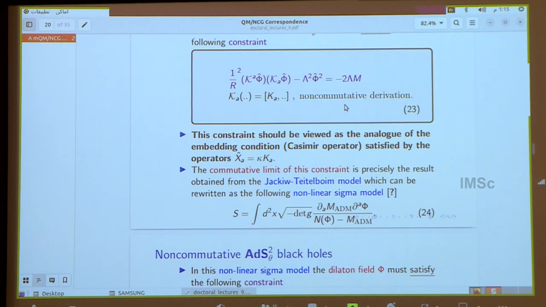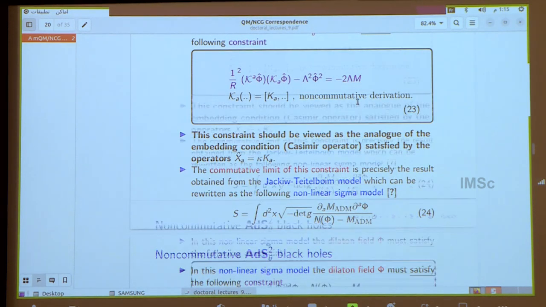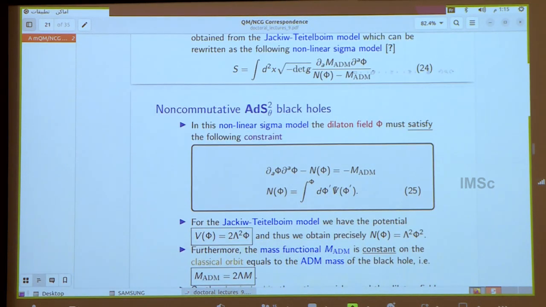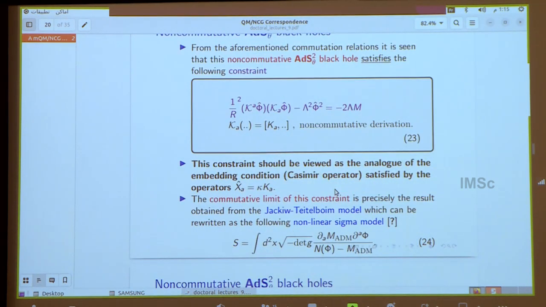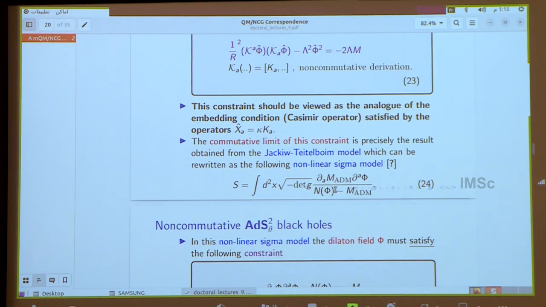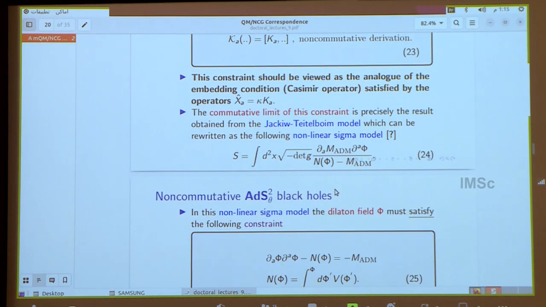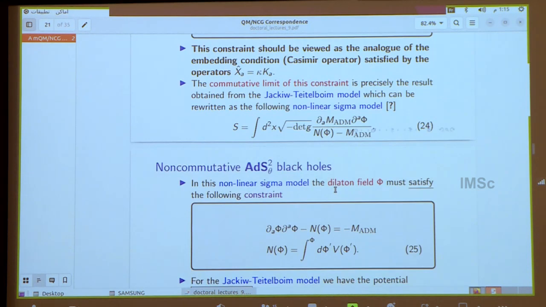Now, the commutative limit of our constraint is precisely this constraint. That is the statement. So we have really captured the description of a non-commutative AdS2 black hole. It has the correct commutative limit as a nonlinear sigma model, which is equivalent to the usual Jackiw-Teitelboim model.